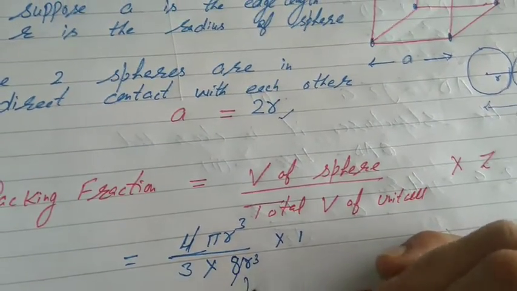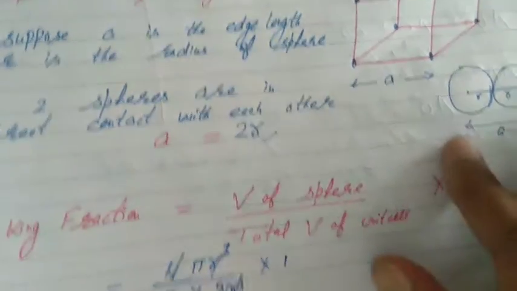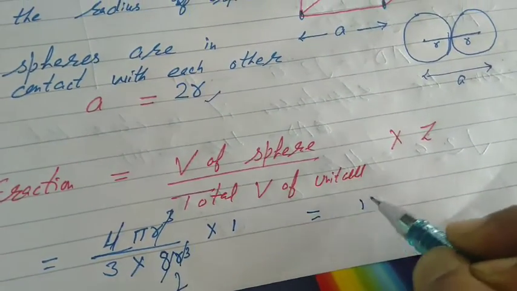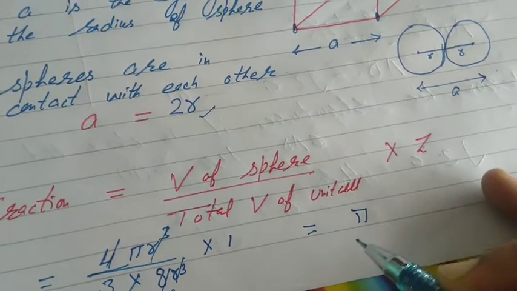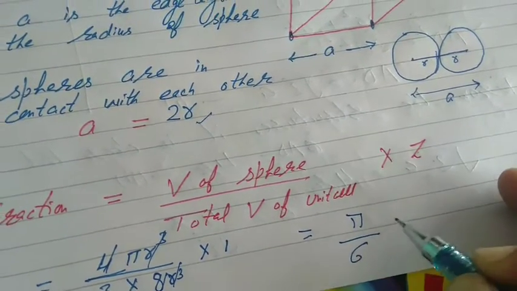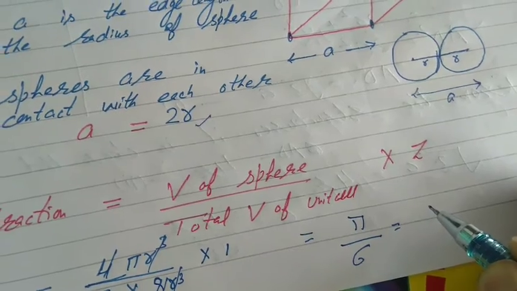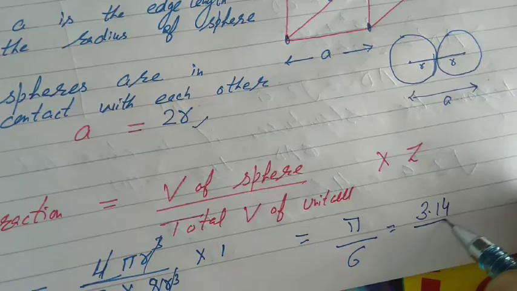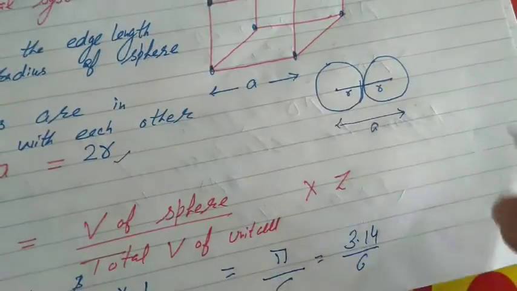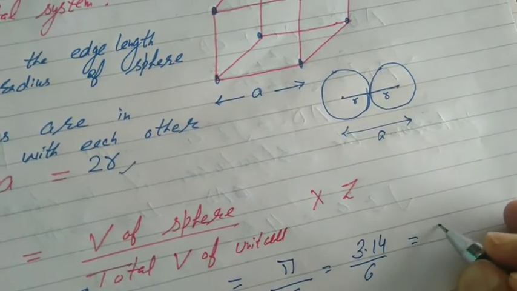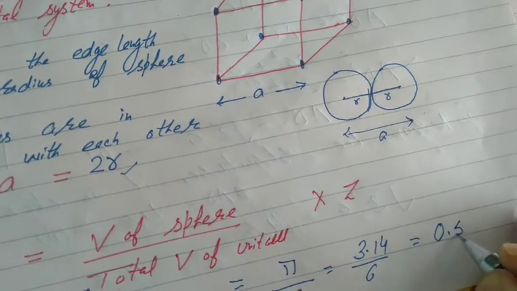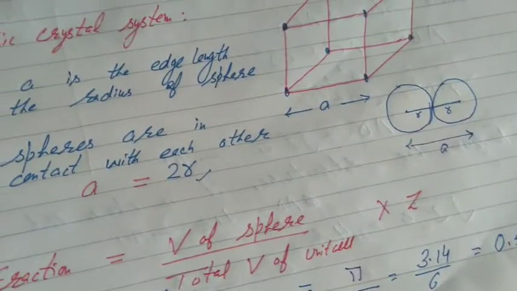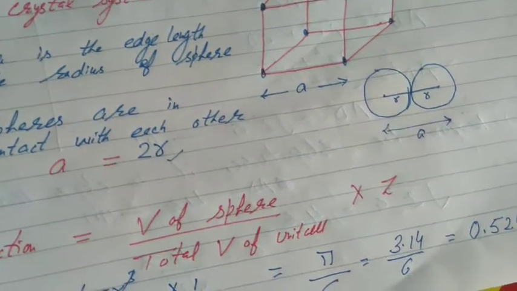4 to the 8, r cube cancels, it becomes pi by 6. What's the value of pi? 3.14 upon 6. Students, we got 0.524. That is the packing fraction. Packing fraction for simple cubic system is 0.524.